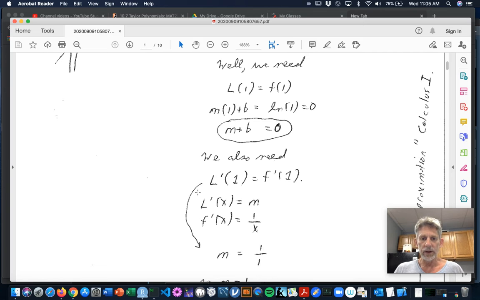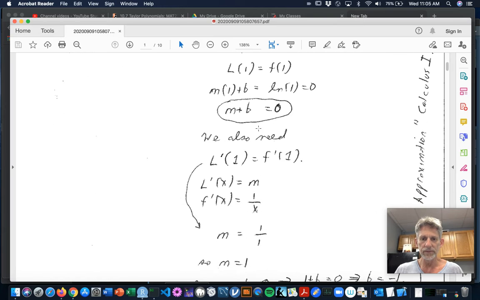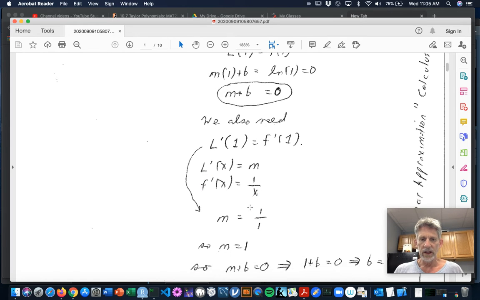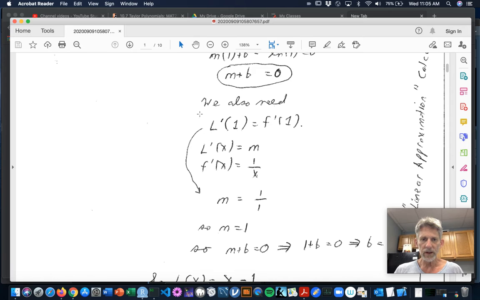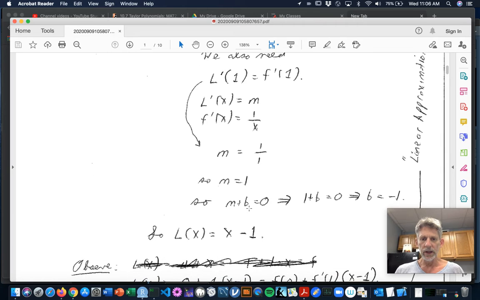Okay, so L prime of x is pretty easy to find. You just take the derivative there and, well, it's m. No surprise there. Now, the derivative of log of x is 1 over x. And so L prime of 1 is m. f prime of 1 is what you get by plugging a 1 in here, and that's 1 over 1. So we're getting that m is 1 over 1, so m is 1. And we also had that m plus b is 0, and we can use that now. Just put in that m is 1, and we get b is minus 1.